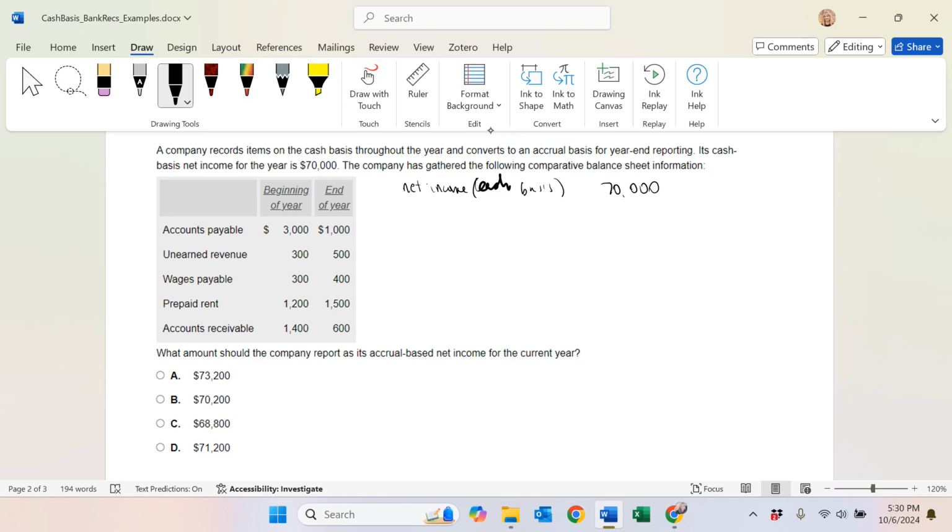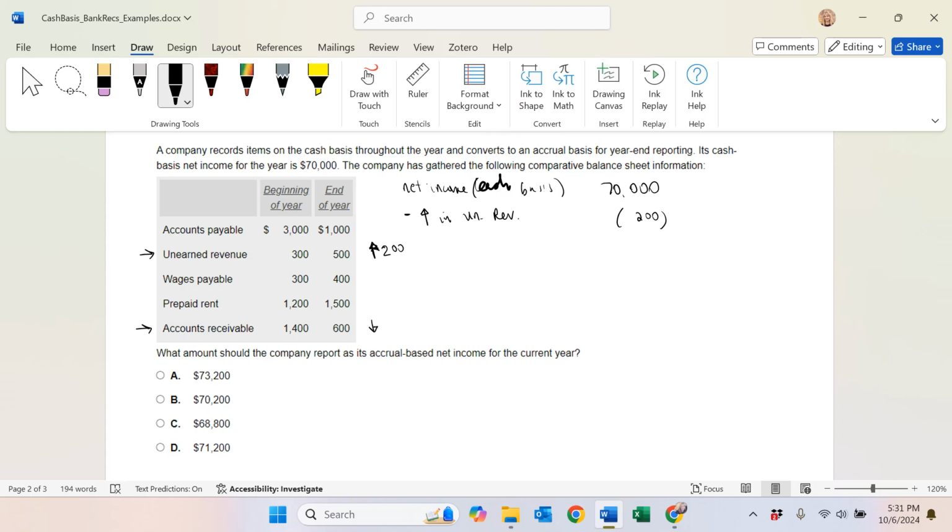I'm going to start with the revenue-based adjustments, which is going to be the changes in unearned revenue and the changes in accounts receivable. I see unearned revenue increased by 200. So this means that the company received cash, included that in its revenue, but didn't actually earn any revenues. So to get to accrual, I'm going to subtract out the increase in unearned revenue. That was included in this 70,000 net income, but will not be included in my accrual based income.